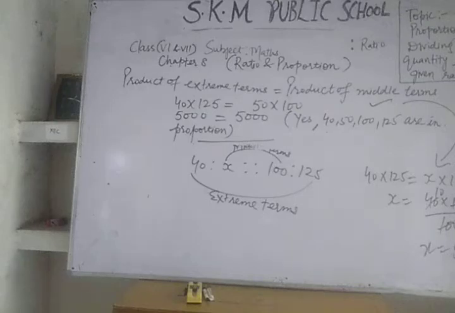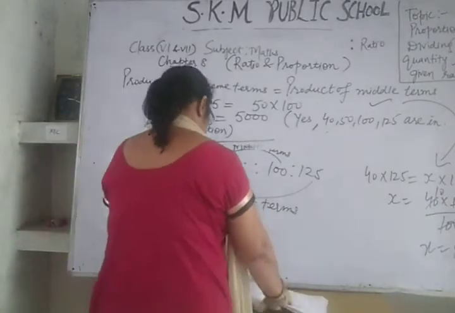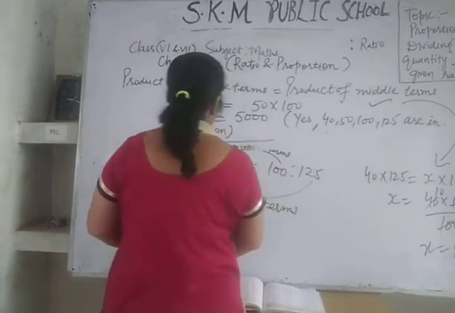Suppose we have to divide the prize money of rupees 1000 between Sia and Vinu in the ratio 7:3. We will divide by this formula: first part is equal to first term divided by the sum of the terms, into the number or value. Let's write one of the questions here.